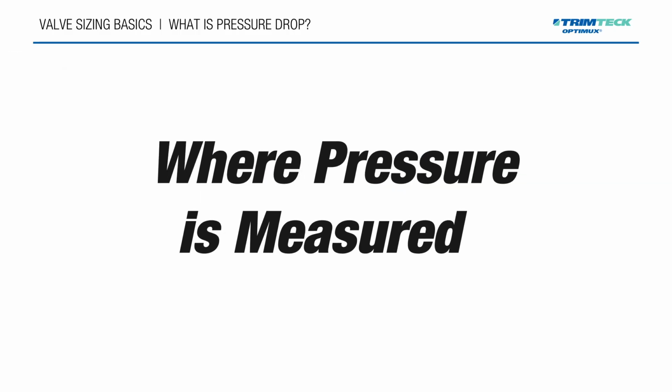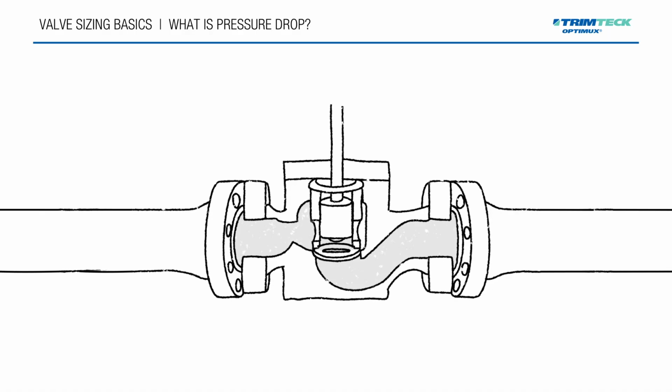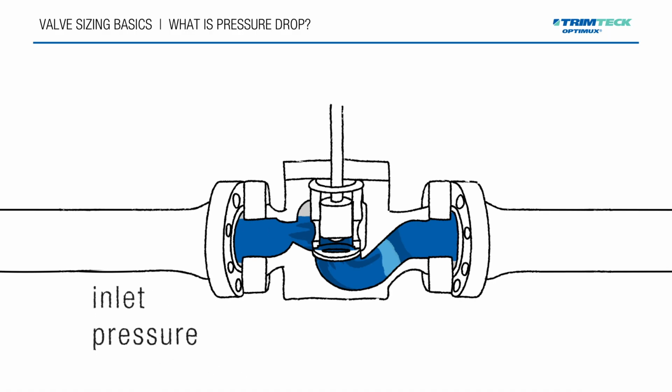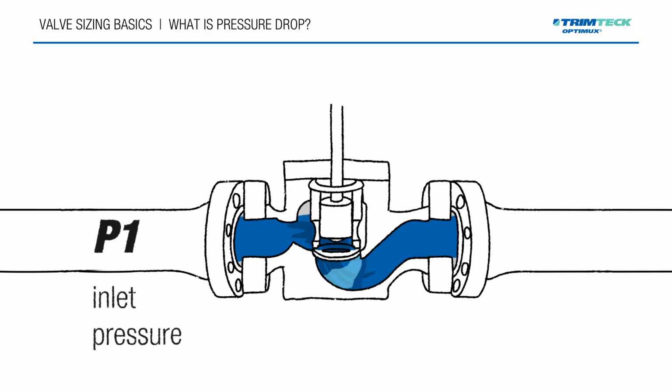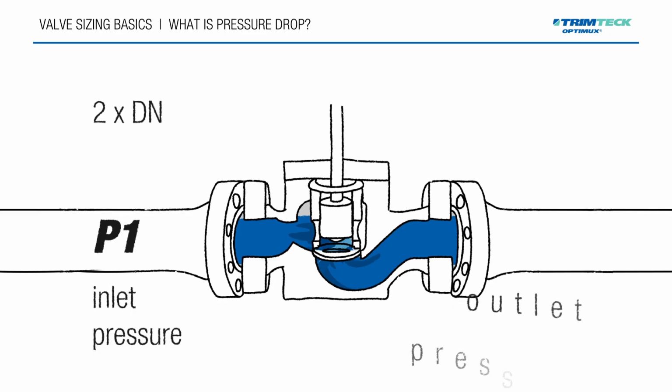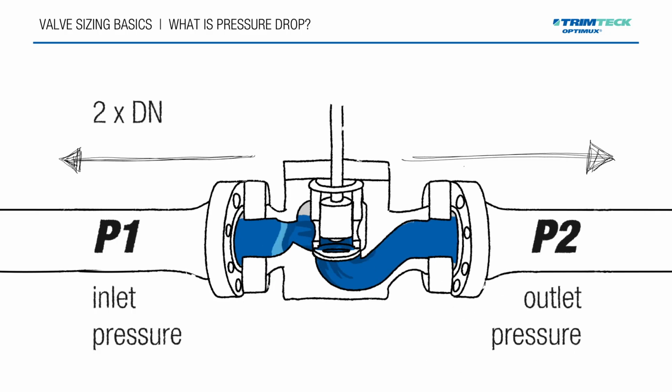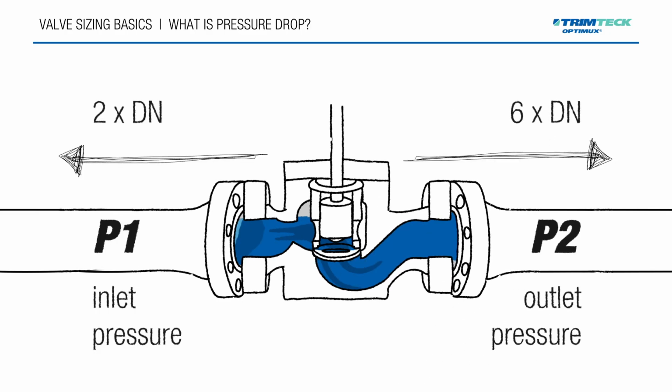To calculate pressure drop accurately, we don't just measure anywhere, we measure at specific locations in the pipe. The inlet pressure, or P1, is typically taken 2 pipe diameters upstream of the valve. The outlet pressure, P2, is measured 6 pipe diameters downstream. These values are usually provided by the process or instrumentation engineers designing the system.